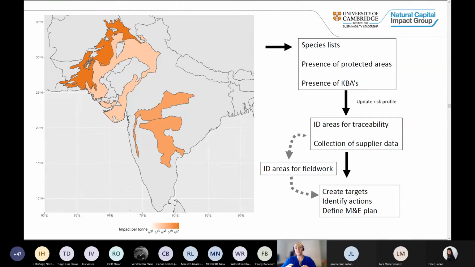So perhaps when you've found those areas that are of highest risk from biodiversity loss, that's where you really start to drill down and start to demand more precise information from your suppliers on the practices that they're undertaking. You might even want to start identifying areas for collecting data directly on the ground. And it's in combination, all these different approaches, that you can really create targets, identify actions, and define an approach to monitoring and evaluation. Next.